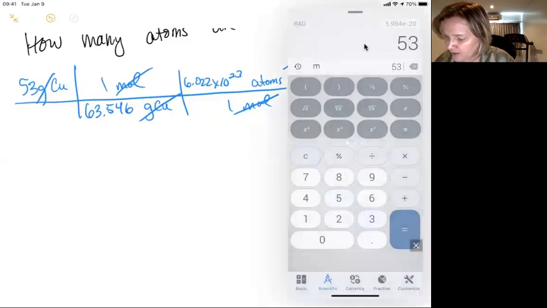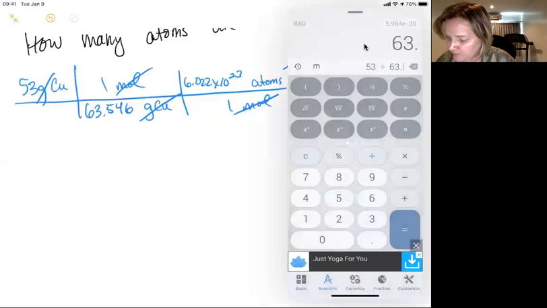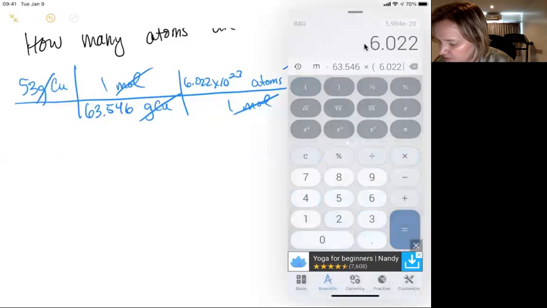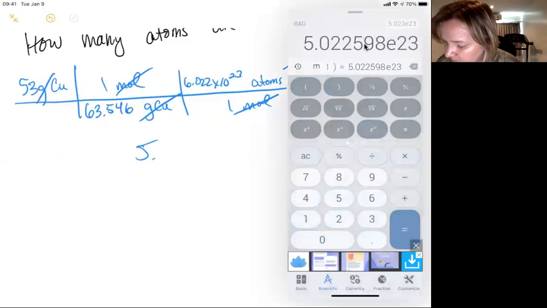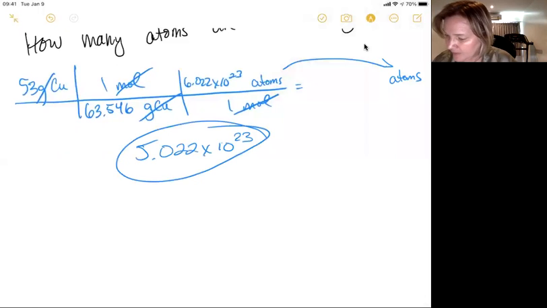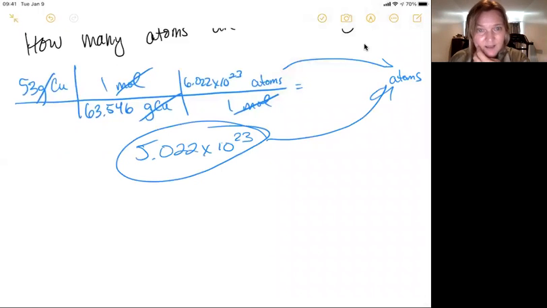I've got 53 divided by 63.546 times, bracket, 6.022 times 10 power 23, equals 5.022 times 10 power 23 atoms. And does that make sense? Yes, because I've got 53 divided by 63, which is a little bit less than 1. So a little bit less than 1 times 6 times 10 power 23 should be less than 6 times 10 power 23. And that's what I have.